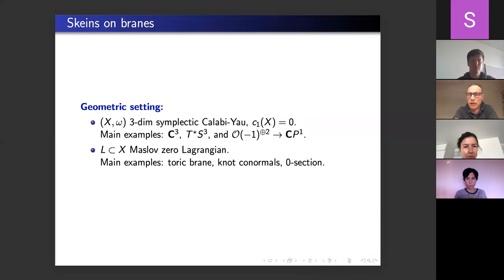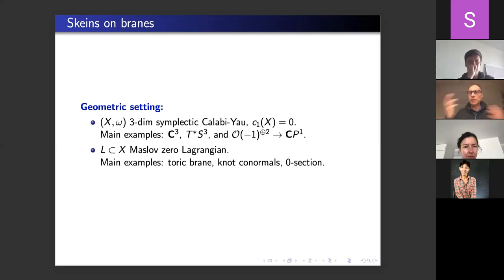Okay, but let me start with the Skein valued counts. The geometric setup for what I'm going to tell you about is all the time a three-dimensional symplectic Calabi-Yau manifold. That means that the first Chern class is 0, and we're in a symplectic six-dimensional manifold. It's not going to be very complicated. We're going to stick to basic things. We'll have complex three space, the cotangent bundle of S3, and the resolved conifold. The ambient space won't be the most interesting in this talk, but what's going to be more interesting are the Lagrangians in there.